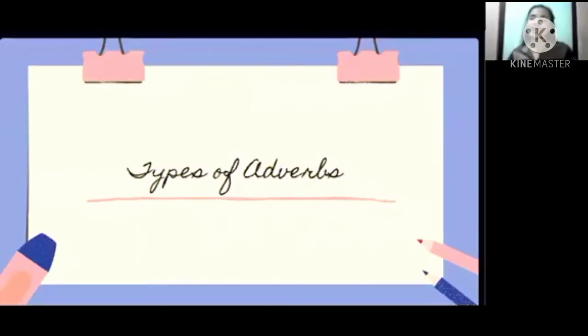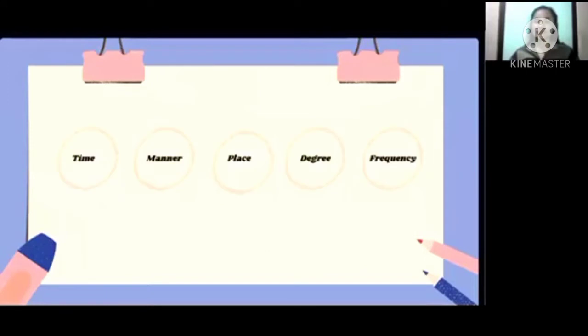But before that, can anyone give the definition of an adverb again? Yes, Miss Lynette? Very good. So who can give me the types of adverbs? No one? All right. There are actually five types of adverb. First, we have the adverb of time, the adverb of manner, the adverb of place, the adverb of degree, and the adverb of frequency.